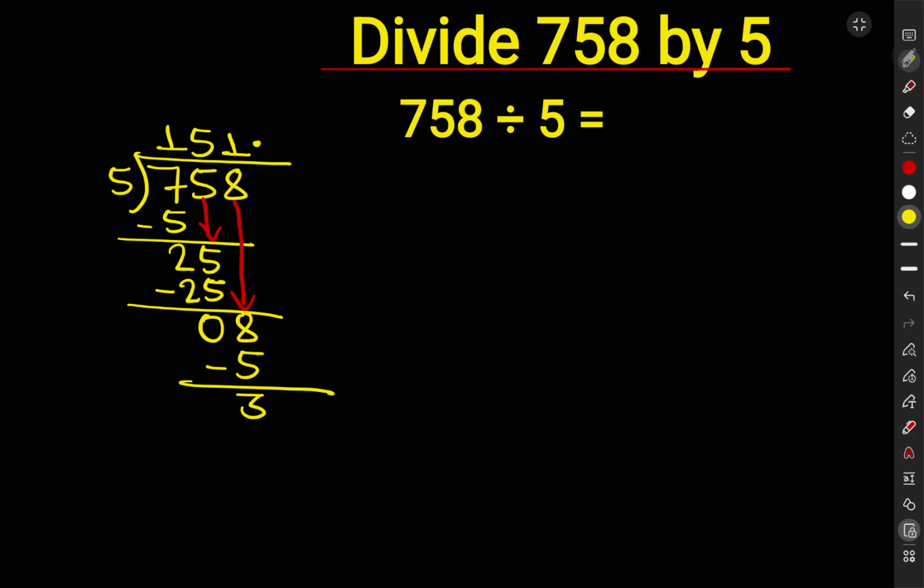So we take here a decimal, so that we put 0. So it is 30 and 5 times 6 is 30. On subtracting we get 0. So 758 divided by 5 is 151.6.